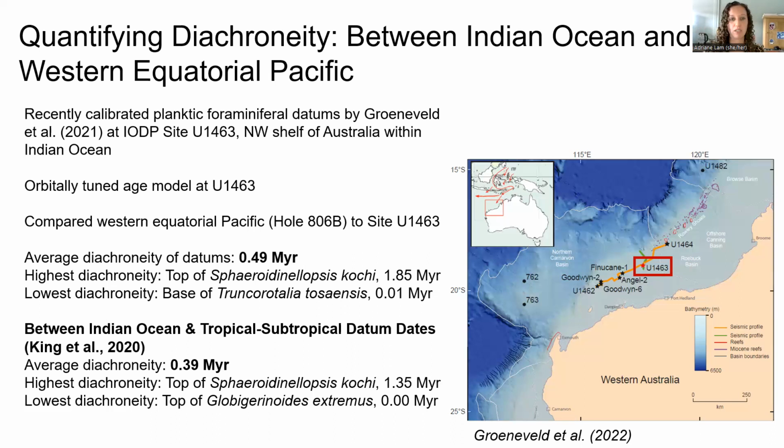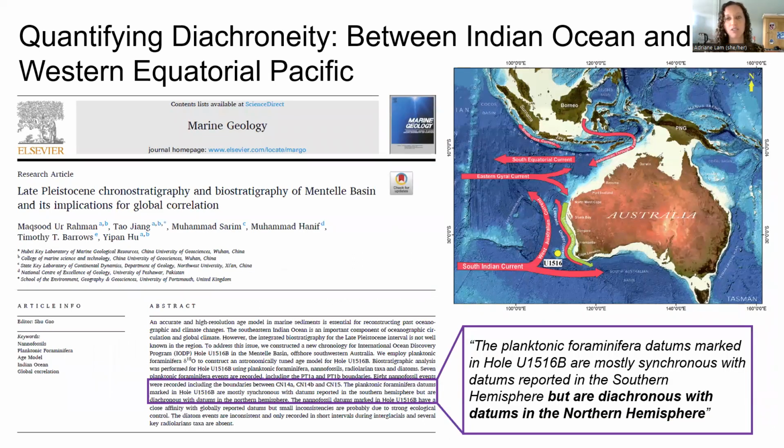While I was making this talk, I also stumbled across another paper that was recently published by Raman and others. What they did was look at late Pleistocene biostratigraphy within the Mentelle Basin, off the southwest coast of Australia, site U1516. And from their abstract, I pulled out this little excerpt. They said the planktic foraminiferal datums marked in hole U1516B are mostly synchronous with datums reported in the southern hemisphere, but are diachronous with datums in the northern hemisphere. So other authors are catching on to this, and they're also showing that there is a diachroneity of these datums between the southern hemisphere and the northern hemisphere.